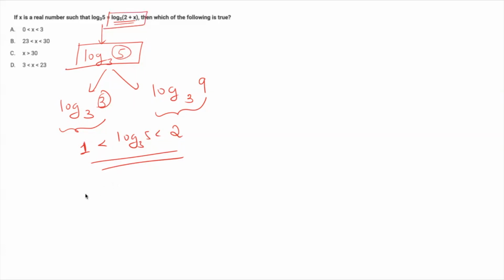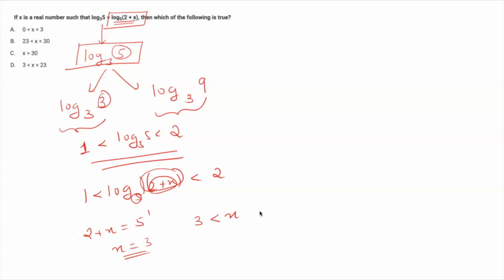So I can clearly say 1 is less than log of 2 plus x to the base 5, and log of 2 plus x to the base 5 is less than 2. Now, if log of 2 plus x to the base 5 was equal to 1, then that means we would have said 2 plus x would be 5 raised to 1, or x would be equal to 3. But log of 2 plus x to the base 5 is greater than 1. That means x is also definitely greater than 3.